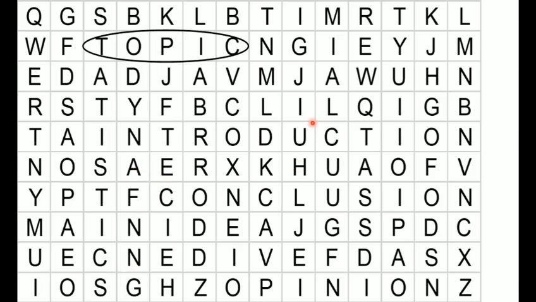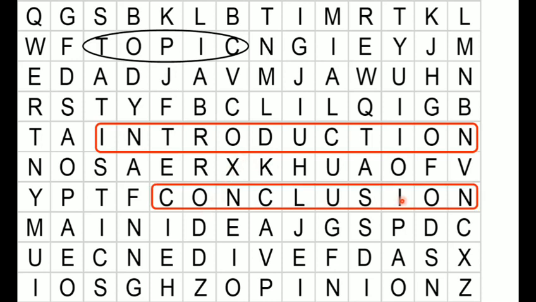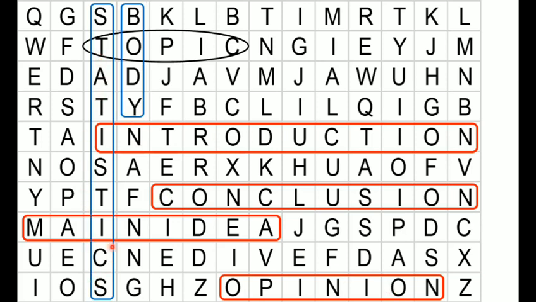Okay, here is the crossword puzzle. The first given is topic. Next is introduction. Next is conclusion. Next is main idea. Okay. Now for going down, another one here is opinion. For down, we have statistics. Another one is body. Now for the reverse or inverted letters, this one is reason.